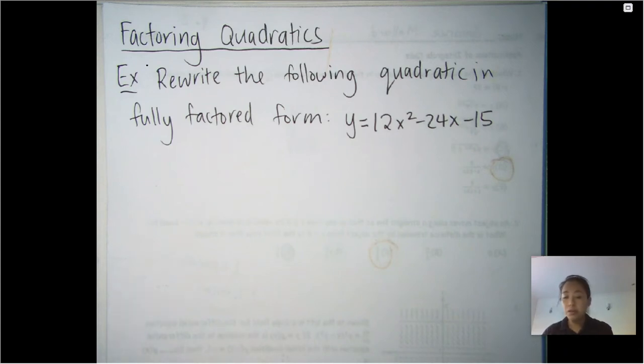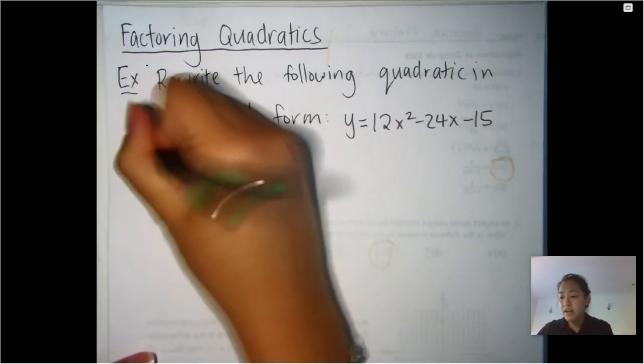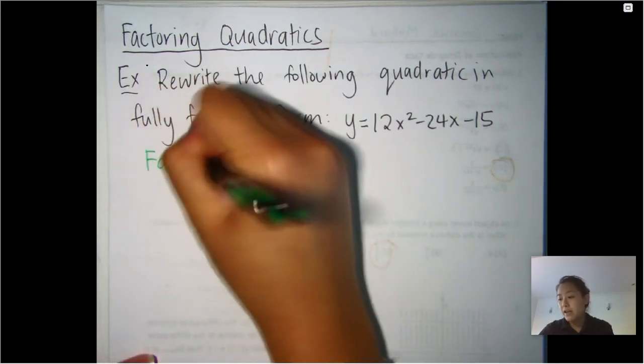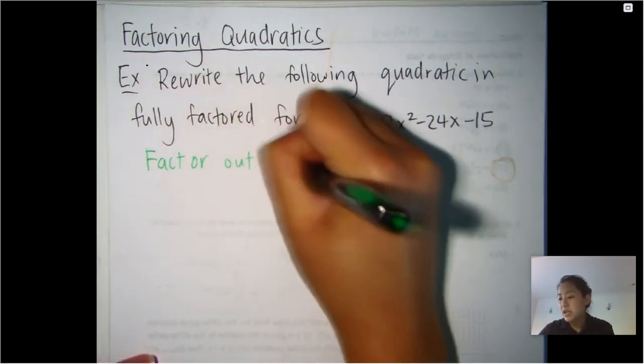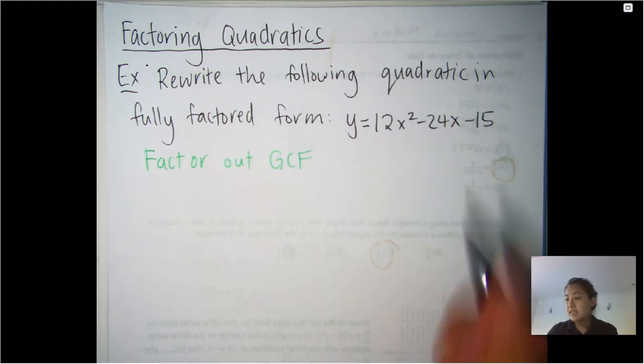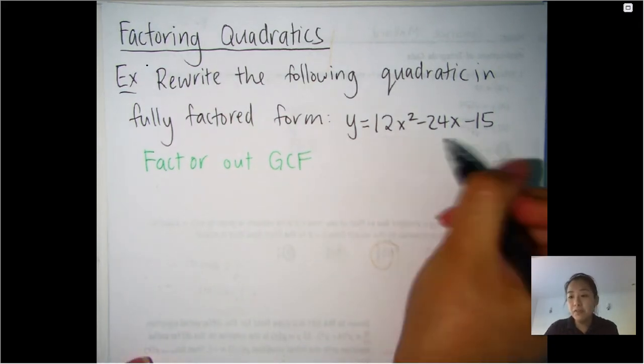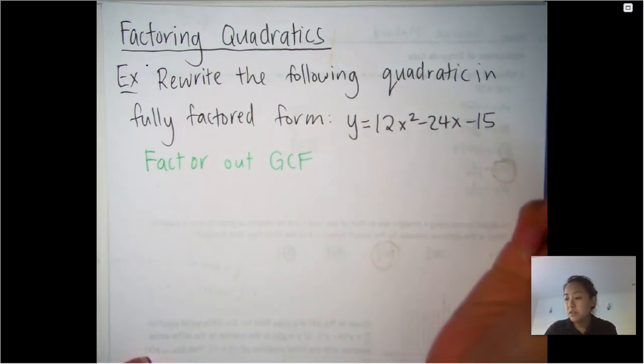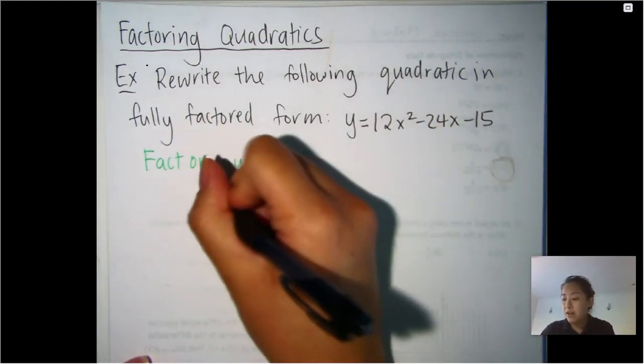So in general, your first step is going to be to factor out any greatest common factor. So you need to factor out a greatest common factor. If there's no greatest common factor, then you don't need to factor anything out. In this case, there is a greatest common factor. I think all three of these terms are divisible by 3. And so we factor out a 3.